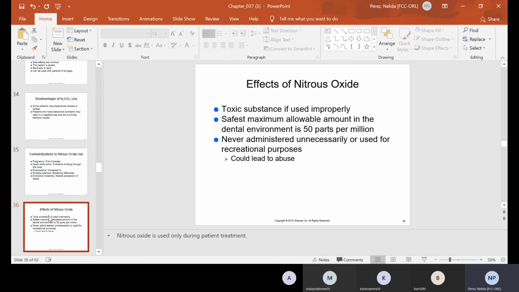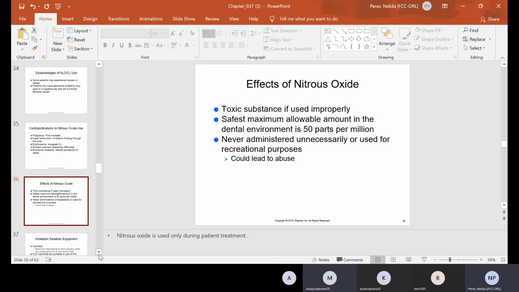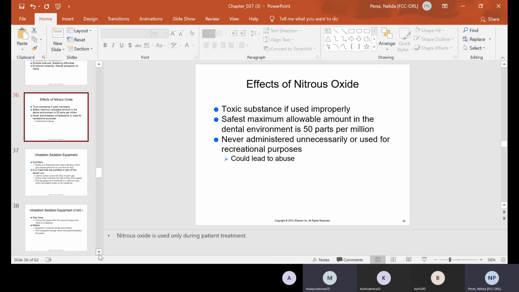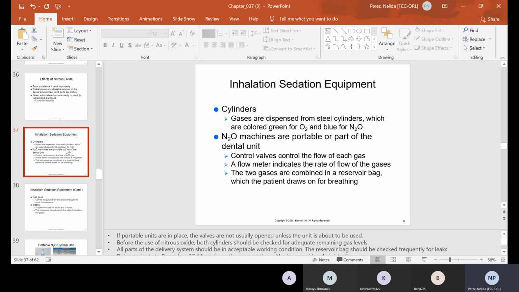The effects, if the toxic substance is used properly, the safest maximum allowable amount in the dental environment is 50 parts per million. It's never administered unnecessarily or used for recreational purposes, and it could lead to abuse, okay? So it's only used during patient treatment.